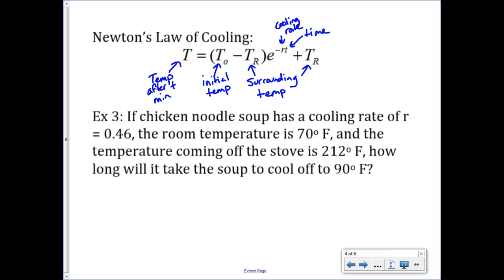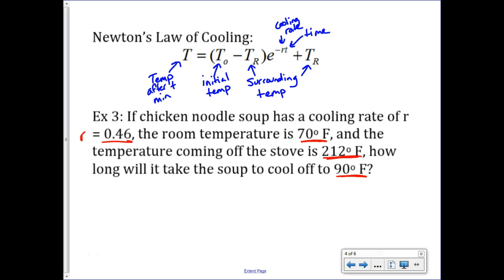So, talking chicken noodle soup. Chicken noodle soup has a cooling rate of 0.46. That's your R value. I'm going to write R here since it got stuck up there. Room temperature is 70 degrees. The temperature coming off of the stove is 212 degrees. How long will it take the soup to cool off to 90 degrees?